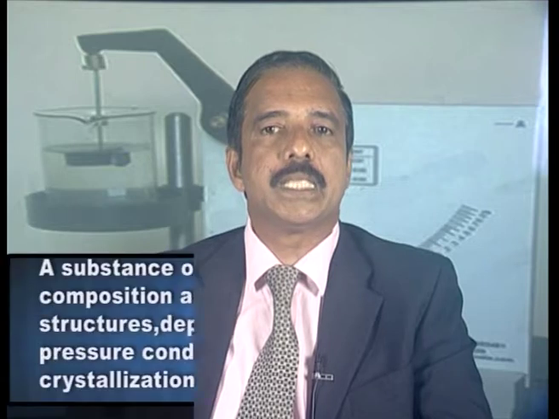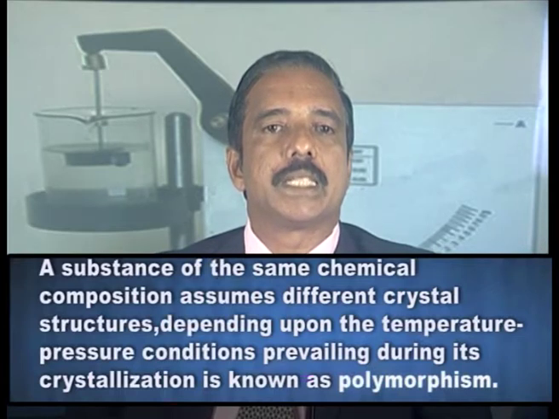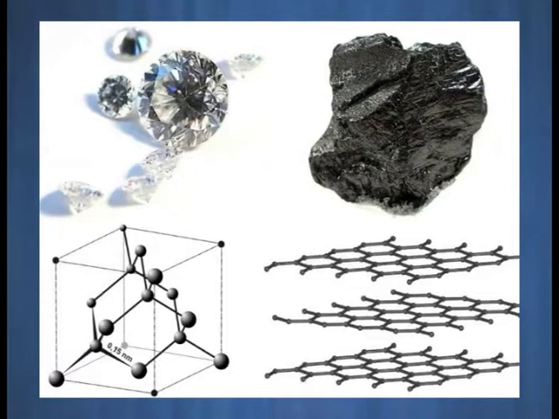This phenomenon of polymorphism is to a certain extent opposite to isomorphism. A substance of the same chemical composition assumes different crystal structures depending upon the temperature and pressure conditions prevailing during its crystallization. This is what is known as polymorphism. A good example of polymorphism of carbon minerals is diamond and graphite. Their properties are absolutely different.